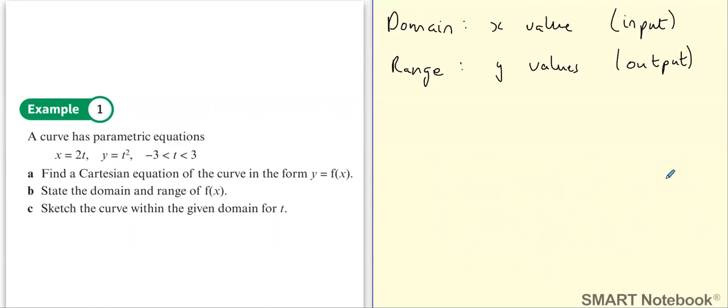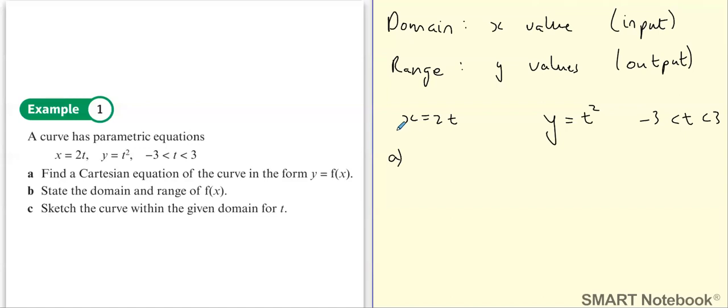Now, one important thing over here is we're going to learn about this. So a curve has parametric equations, and we've got x equals 2t and y equals t squared. We're told that t can only range between 3 and -3. Now part A, the question is saying find a Cartesian equation in the form of y equals f of x. That means we need to eliminate t. There can't be a t in this equation. We just want a formula in terms of x and y, where y is the subject of the formula.